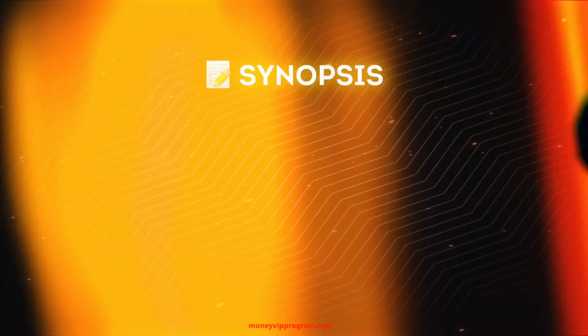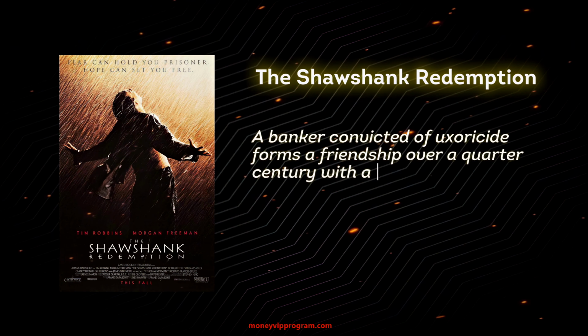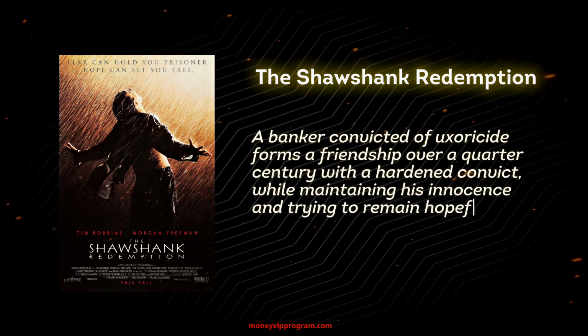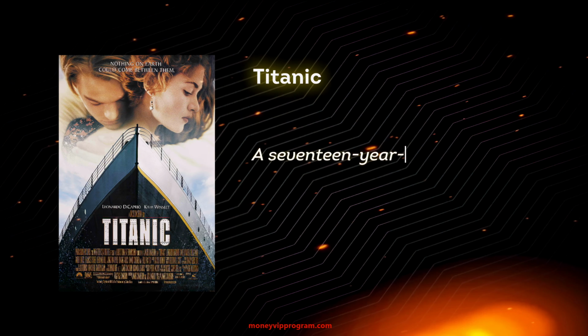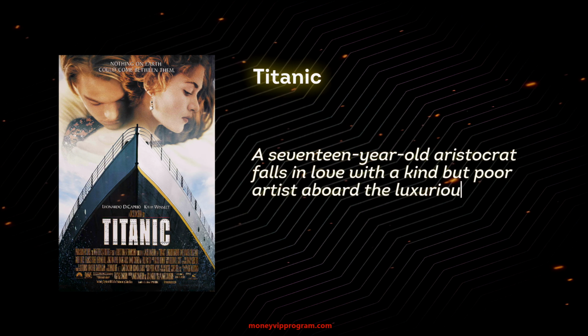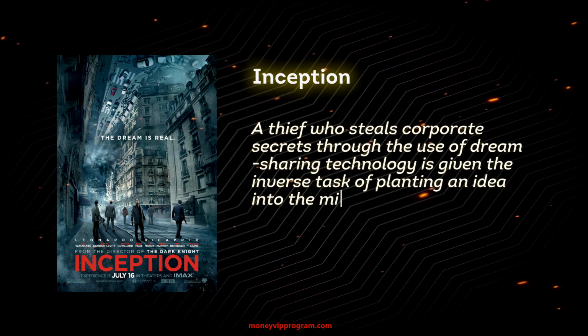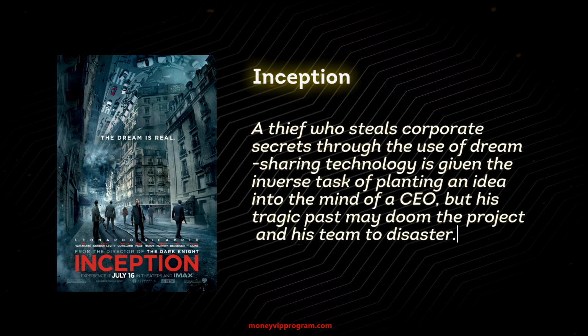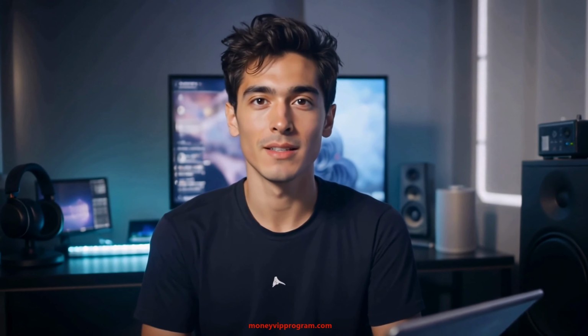Now here are some examples of synopsis for famous movies. The Shawshank Redemption. A banker convicted of uxoricide forms a friendship over a quarter century with a hardened convict, while maintaining his innocence and trying to remain hopeful through simple compassion. Titanic. A 17-year-old aristocrat falls in love with a kind but poor artist aboard the luxurious, ill-fated Titanic. Inception. A thief who steals corporate secrets through the use of dream-sharing technology is given the inverse task of planting an idea into the mind of a CEO, but his tragic past may doom the project and his team to disaster.